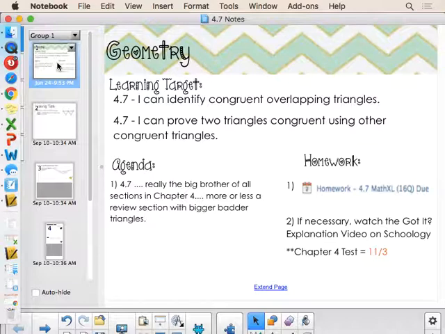It's just going to have some bigger, badder pictures, some bigger, badder triangles, more triangles in the picture, so it's going to take a little bit more time and thought for you to think about what you need to prove in order to get to the ultimate proof statement, okay? So essentially we're reviewing. The guided questions, we will for sure do the first one in class, but the last three, I'm thinking I'm going to let you work on them at the end of class.